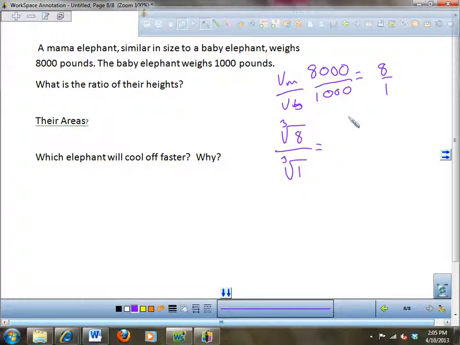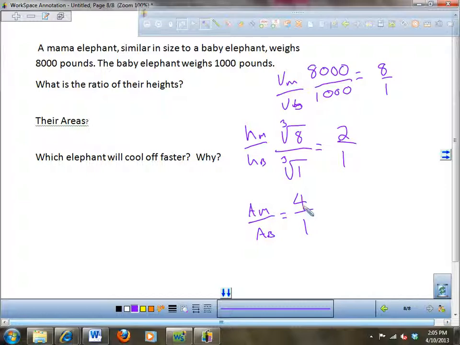And the cube root of 8, you should know how to do that, is 2. And the cube root of 1 is 1, okay? So this is the ratio of their heights, height of mom to height of baby. And what would be the ratio of area of mom to area of baby? 4 to 1, very good, 4 to 1. So sometimes if you're given the ratio of the volumes, you can't go directly to the ratio of the areas. What you have to do is first find the ratio of the sides or the heights by taking the cube root, and then you square that to get the ratio of the areas.